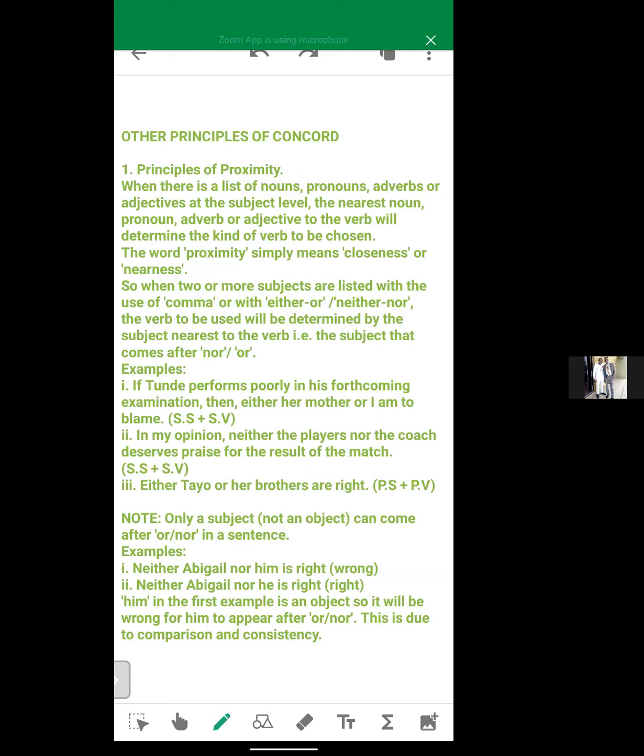Now this principle, let's understand what proximity means itself. Proximity means closeness or nearness. When we say the school is proximate to my house, that is, it is very near to my house. So which of these nouns or pronouns is near to the verb? That is what we must take into consideration in this principle. So when there's a list of nouns, pronouns, adverbs, or adjectives at the subject level, the nearest one to the verb will determine the kind of verb to be chosen. It is that subject that is very close to the verb that will determine the kind of verb we have to choose.